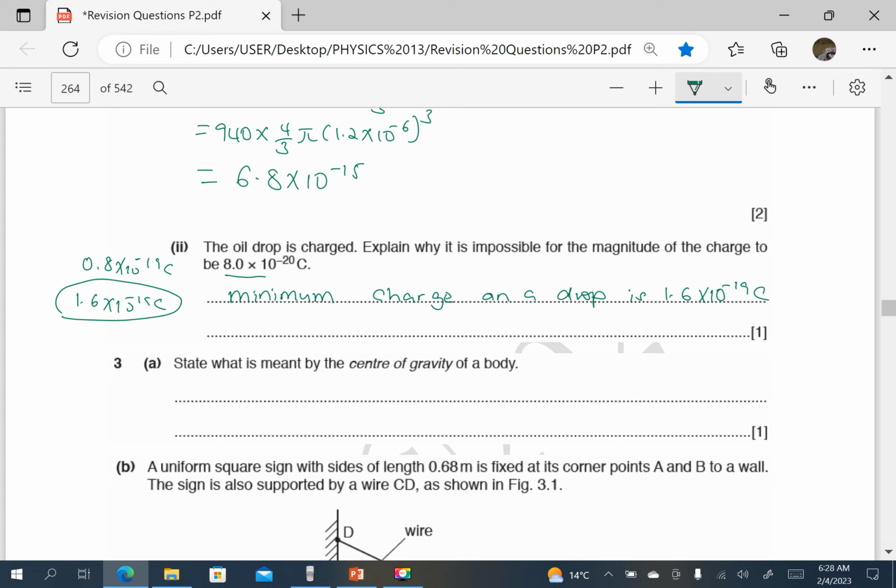State what is meant by center of gravity again. We shall define this many times until we are very confident with it. The center of gravity is the point where all the weight, the entire weight, all the weight of the object may be considered to act.